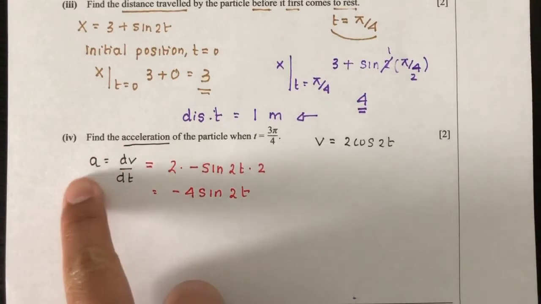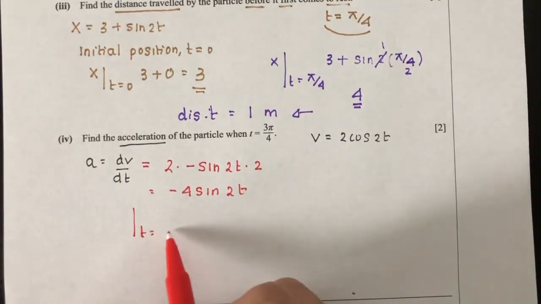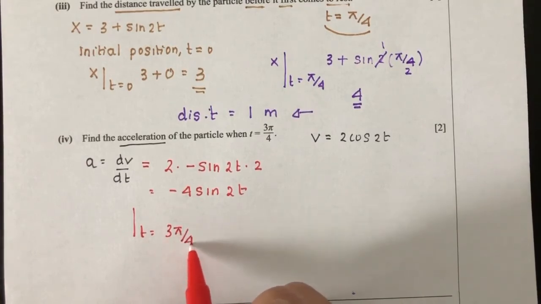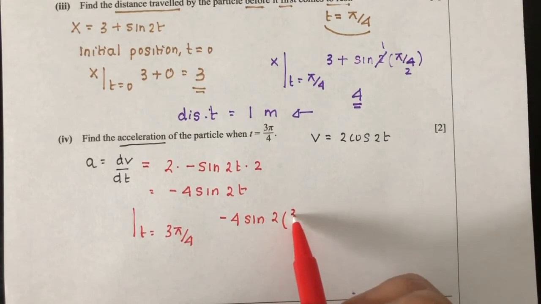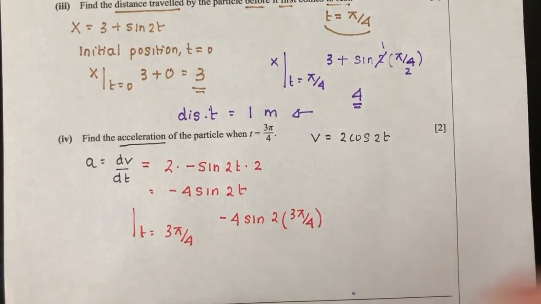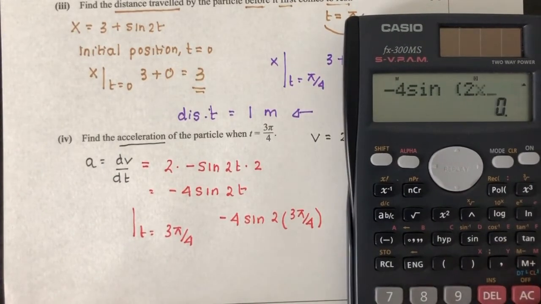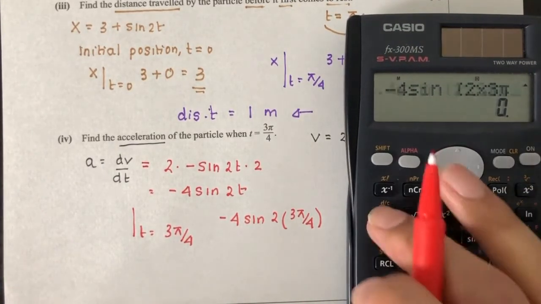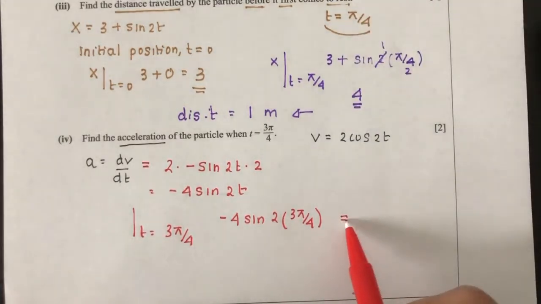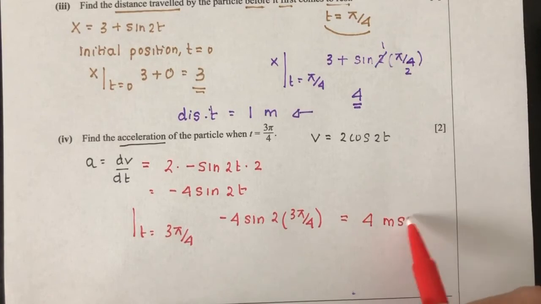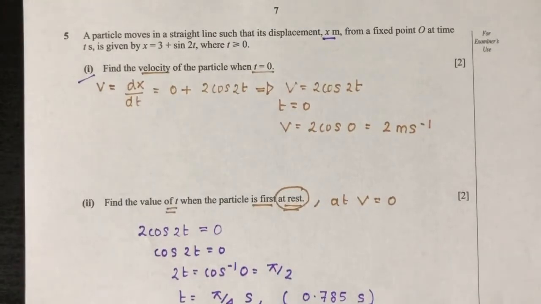Now we have to find the value of a when t is equal to 3 pi by 4. That will be minus 4 sine of 2 times 3 pi by 4. We have to use radians. That will be 4. So your answer is 4 meters per second squared. Okay, and that will be your question number 5.